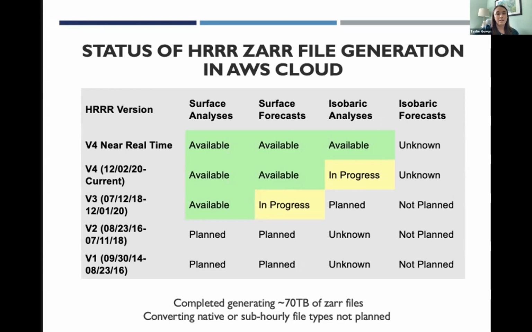And then going in the retrospective direction, the repository is continuing to be backfilled for previous HRRR runs, which are shown by those little yellow shaded in-progress boxes that you see for version 3. And then, of course, the retrospective isobaric analyses for version 4.